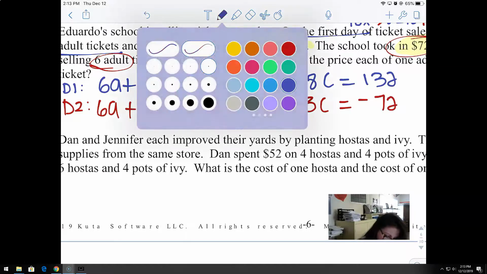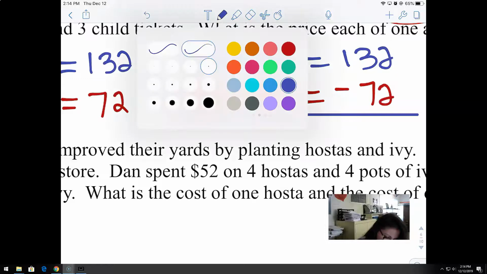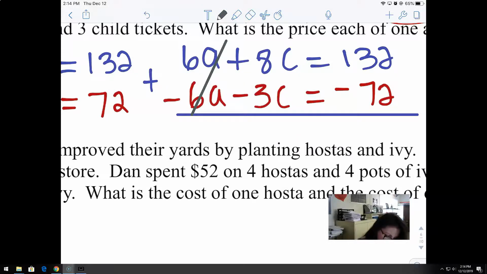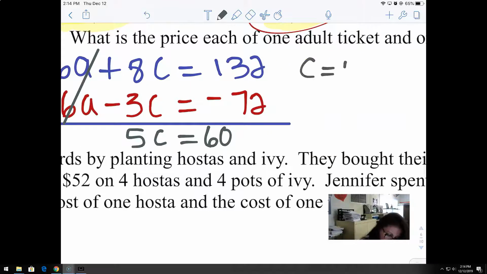Now you guys should be good to go, and all you have to do is add to eliminate a variable. Notice these now cancel out. 8 minus 3 is 5c, which equals, what do we have here, 132 minus 72, which leaves you with 60. Now divide both sides by 5, and you get c equals 12.